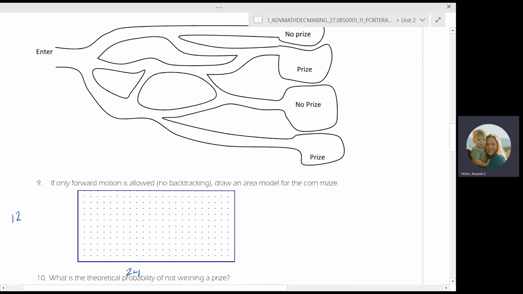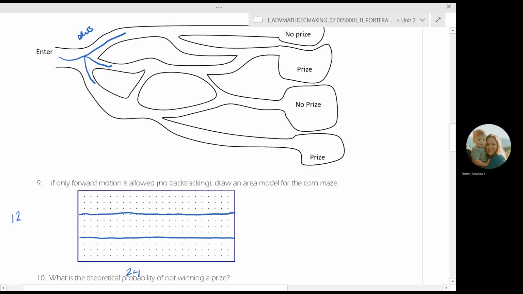The first split that I have looks like I have a choice of 3 things. That's going to be my rows. That first split is my rows. So I'm going to split my rows 1, 2, 3, 4, 1, 2, 3, 4. If you've got 12 up and down, and they've got to be 3 rows, each row is 4 tall.